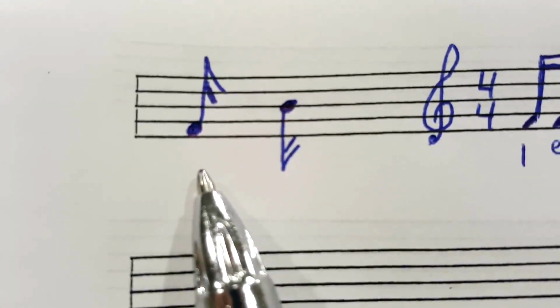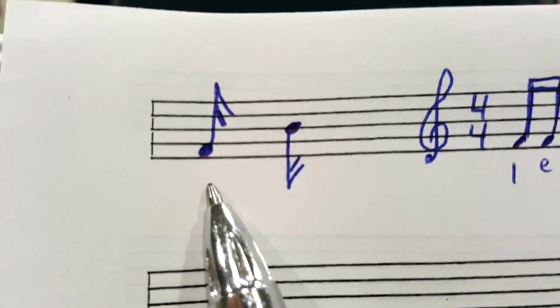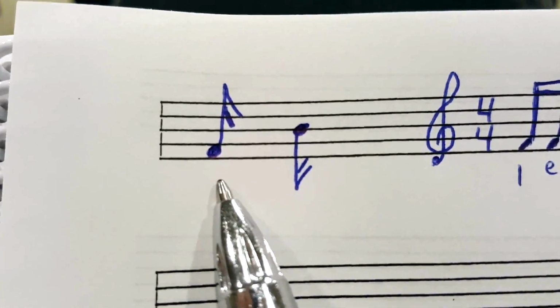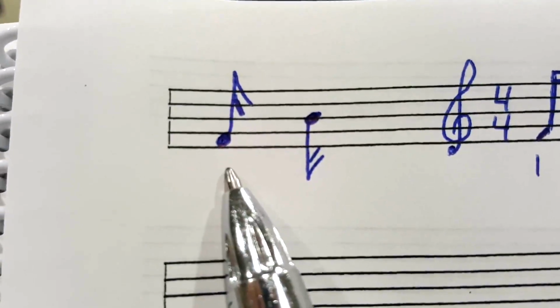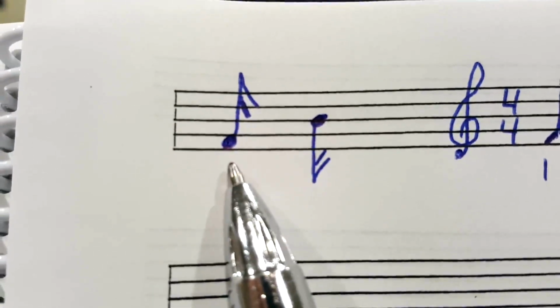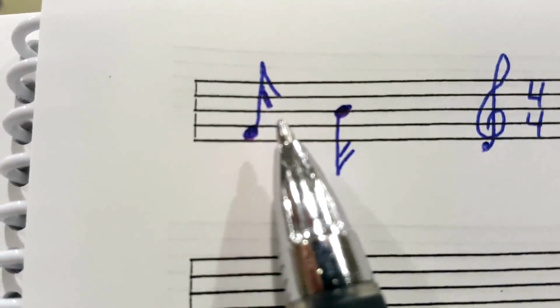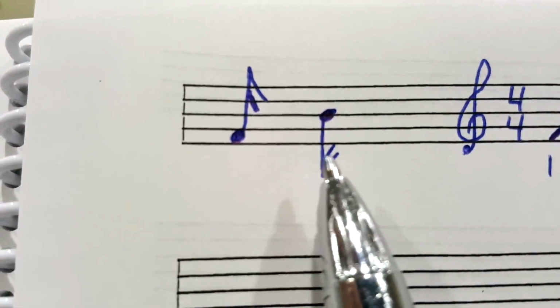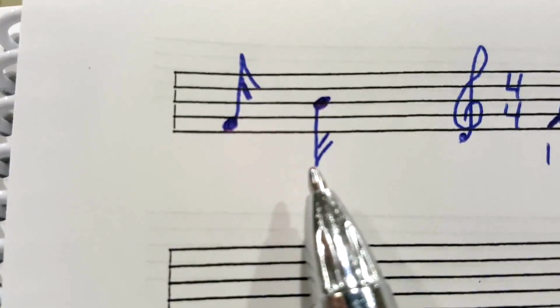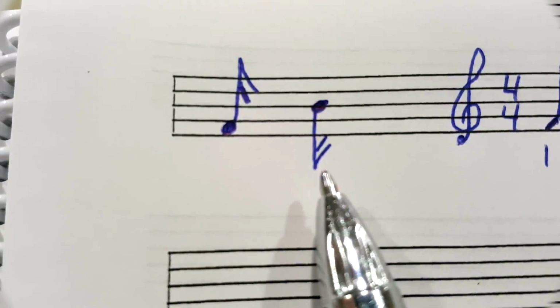When we add two flags to a quarter note, we have a 16th note. And a 16th note is equivalent to a quarter of a beat. In this example, I have a 16th note with the stem going up and the flags going down, and then over here I have another 16th note with the stem going down and the flags going up.